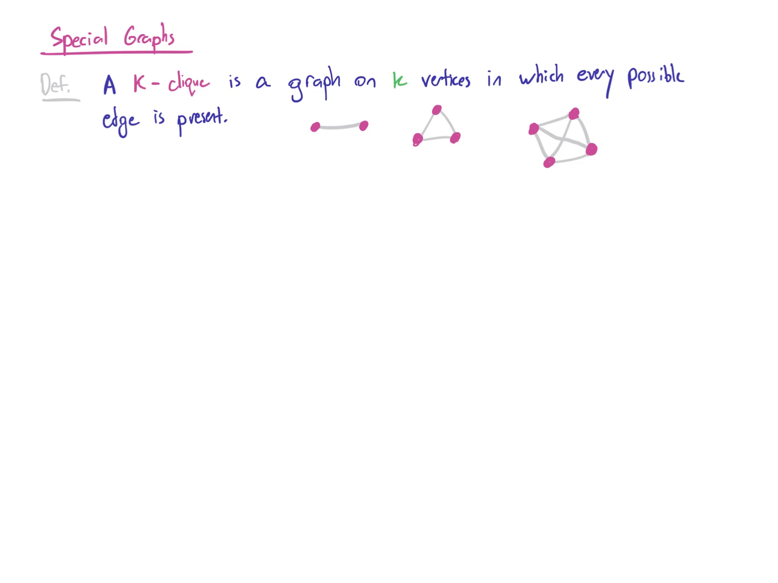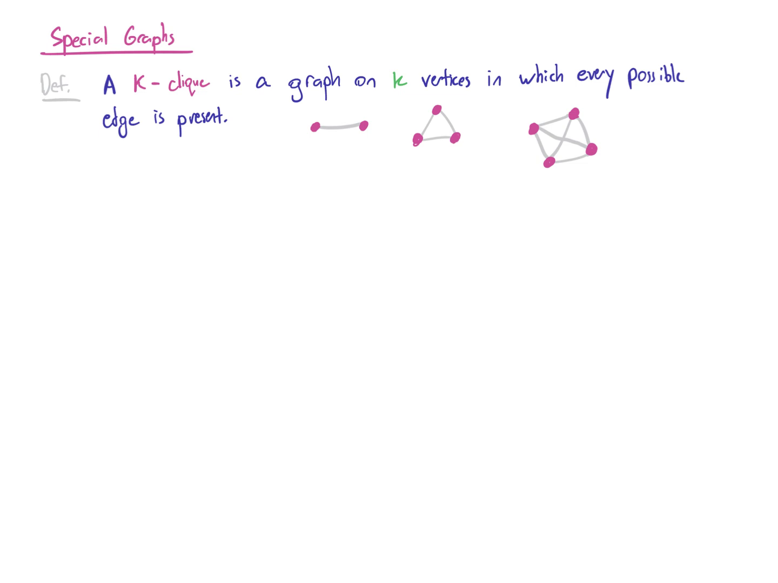Now that we have a few ideas of graph properties, things like degrees and connectedness and walks, we can define some special kinds of graphs, some specific graphs that we care about a lot. So here's one of them, a clique. A k-clique, by definition, is a graph with k vertices in which every possible edge is present.